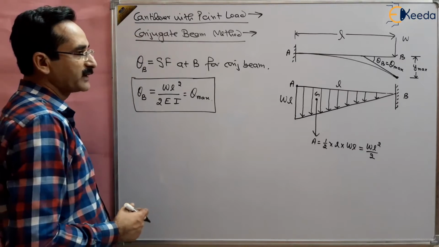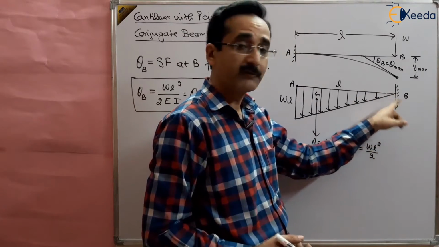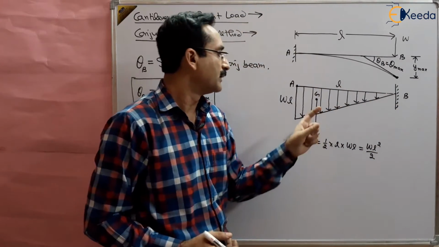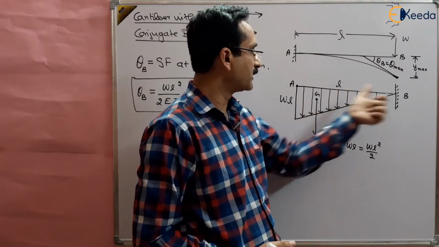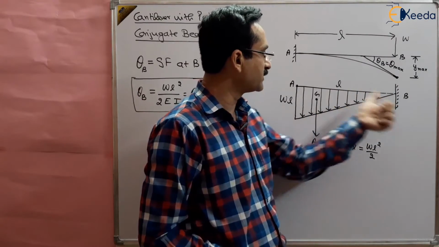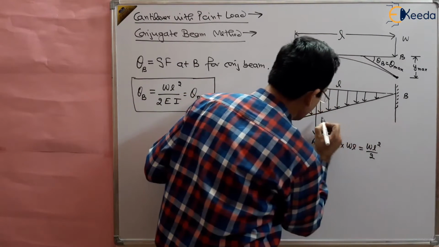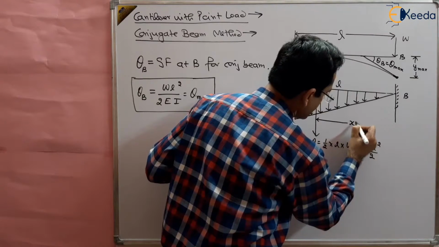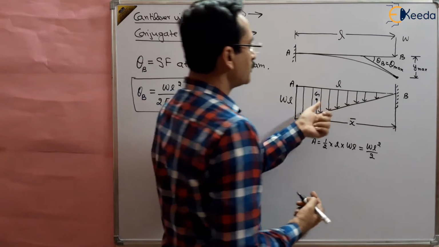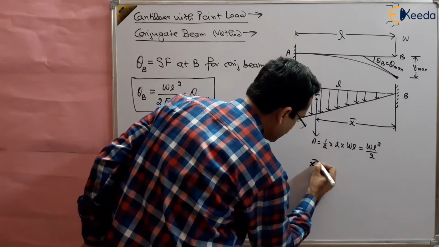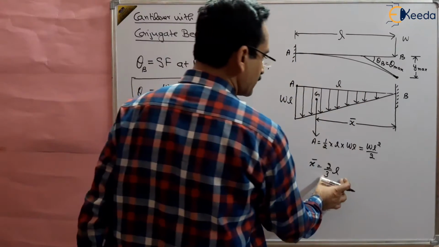Now, what is the deflection? Maximum deflection is at B. So what is the deflection at B? According to Mohr's second theorem, it is the moment of this force, this area basically, about B. So the distance will be the distance of the CG, the centroid, from point B. And what is the centroid of this? This is 2/3 of the total length, right? So X bar is basically 2/3 of L, where L is the total length.